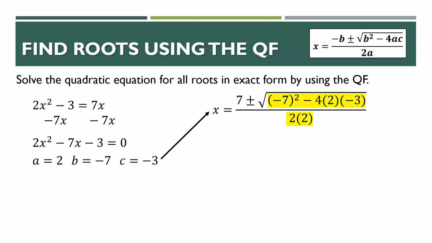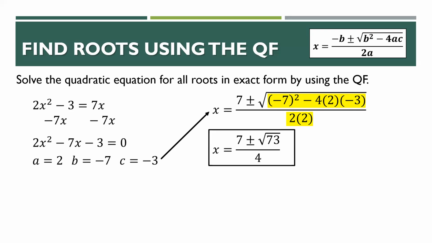Finding the value underneath the root and simplifying the denominator. Here's what we get. We can't break down the square root of 73, so there's no other way that we can simplify this. So that is your final answer in exact form.